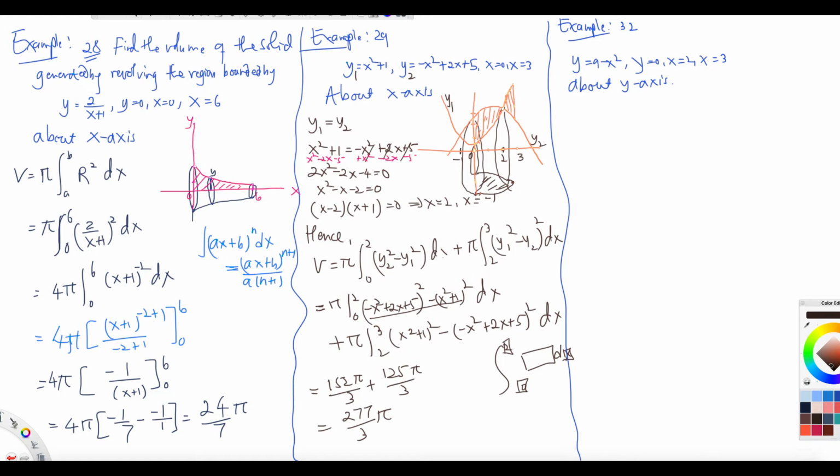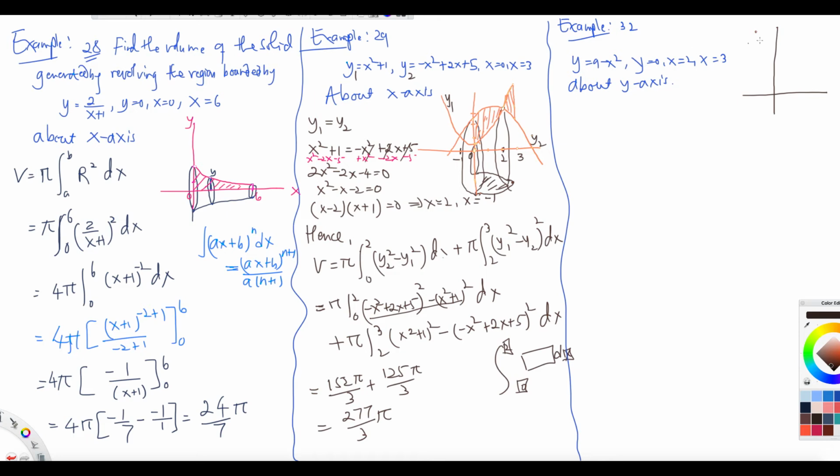Okay guys, the next problem that I want to do is question number 35. So this is revolving about the y-axis. It is y equals 9 minus x squared, y equals 0, x equals 2, and x equals 3. If you draw the graph of that, you are rotating around the y-axis, right?